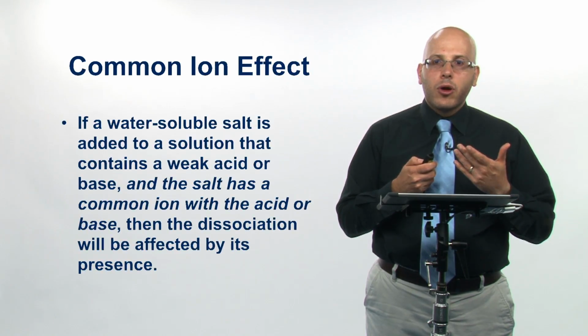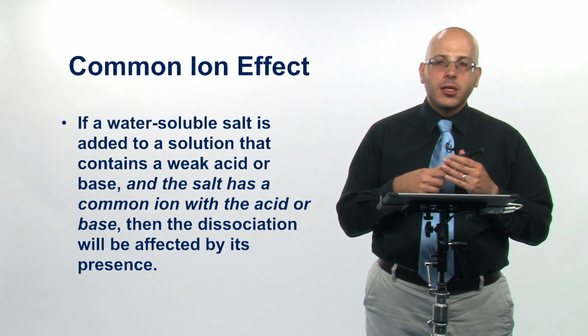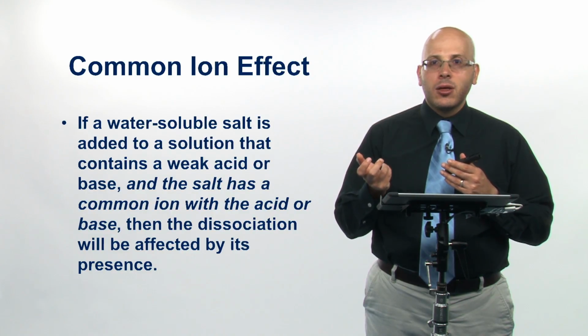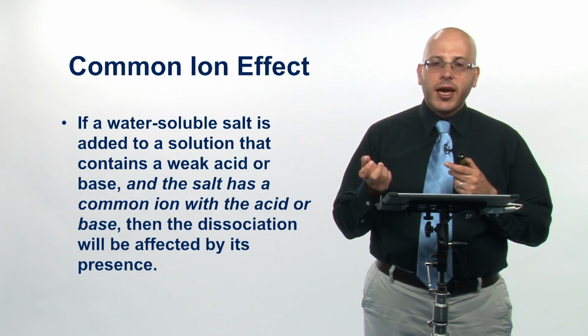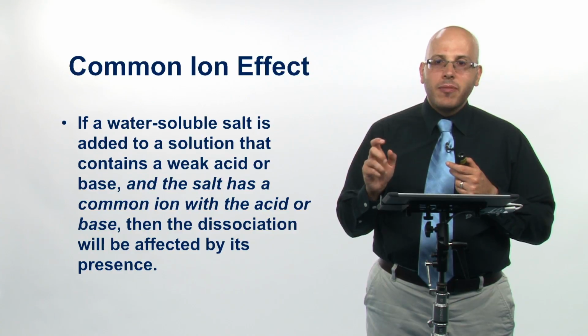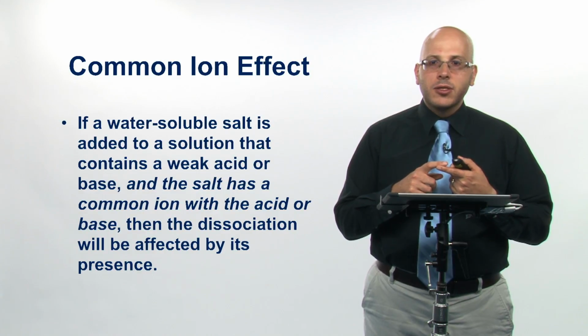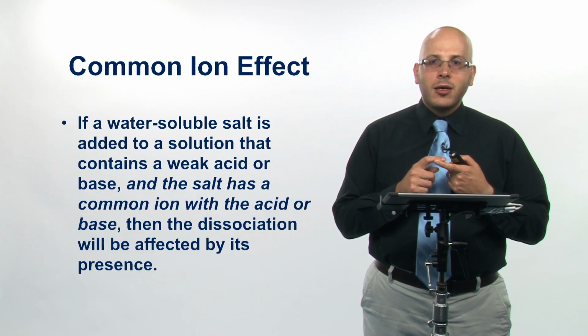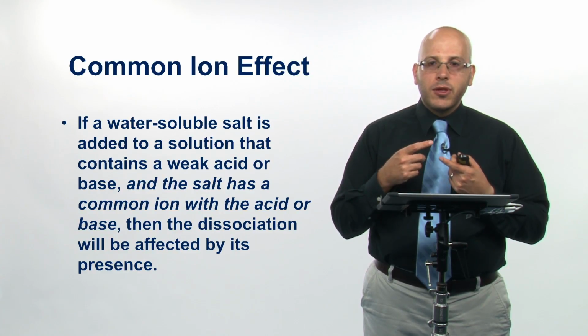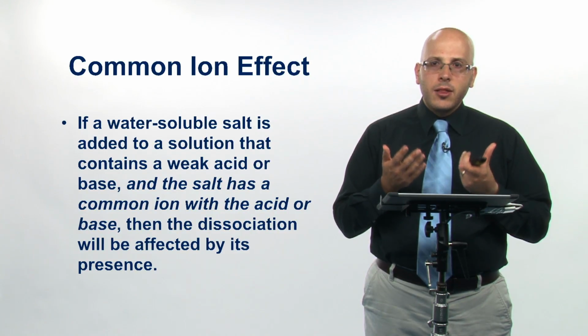Let's say you had some kind of water-soluble salt, like maybe NaCl, and you added that to a solution that contains an insoluble salt, like AgCl, or maybe the solution has a weak acid or a weak base. And that salt you added, the sodium chloride, maybe has an ion in common with the acid or the base or the solid itself. Then the dissociation is going to be affected, because I'm changing the concentration of one of the products in the reaction. One of these ions is found on the product side of the reaction. So because of that, the equilibrium is going to shift.